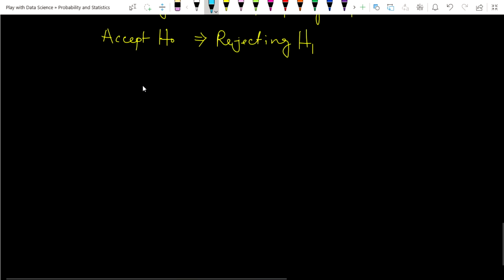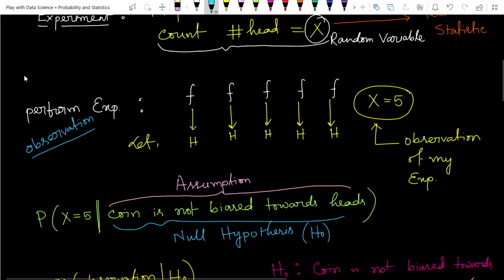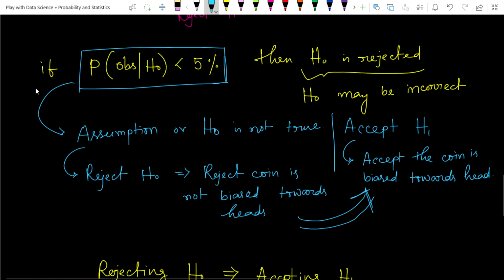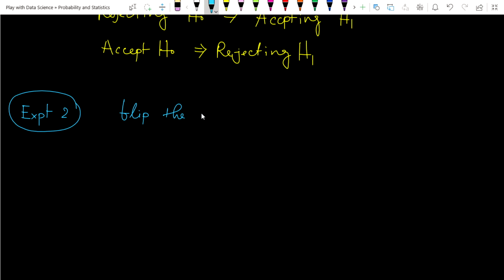Suppose I am doing the experiment here. Let's call this experiment 2. That is experiment 1, where I have taken 5 flips, this is the sample. Now in experiment 2, suppose we flip the coin 3 times.